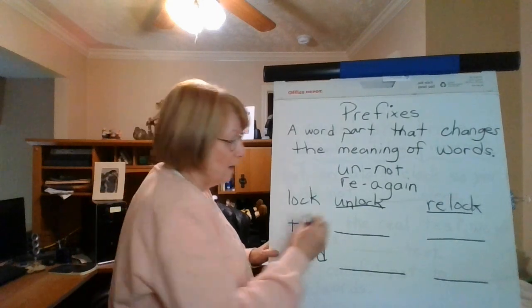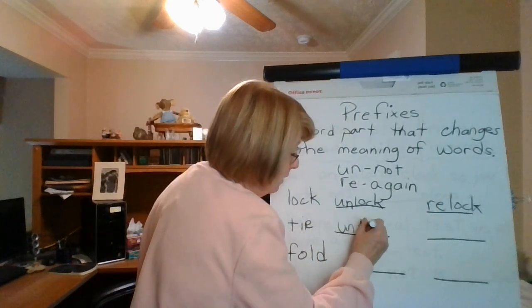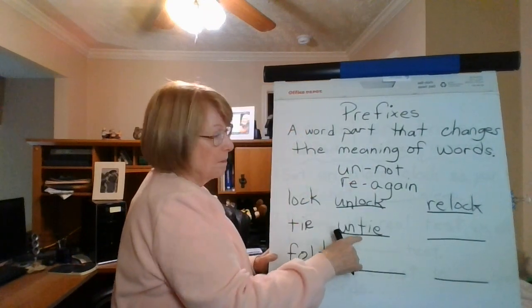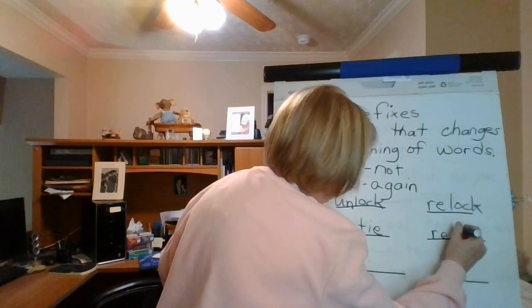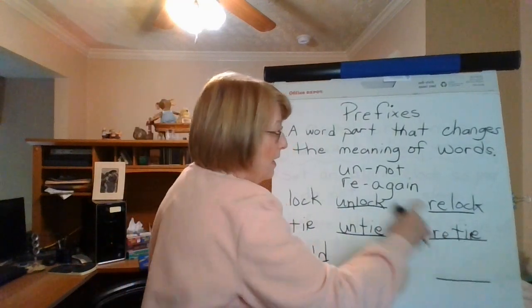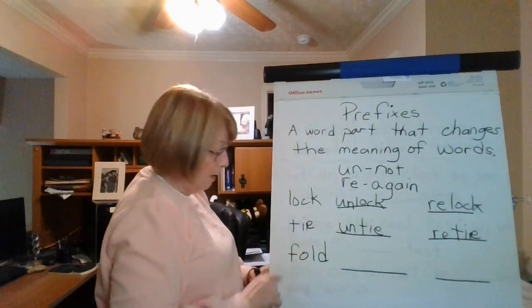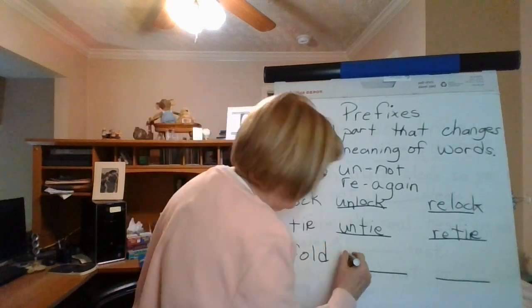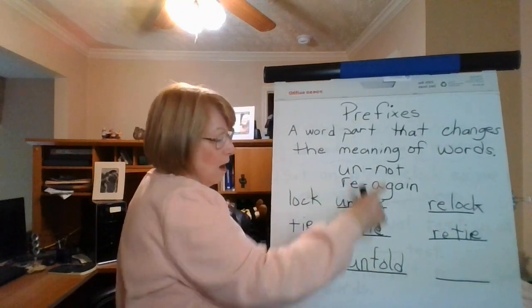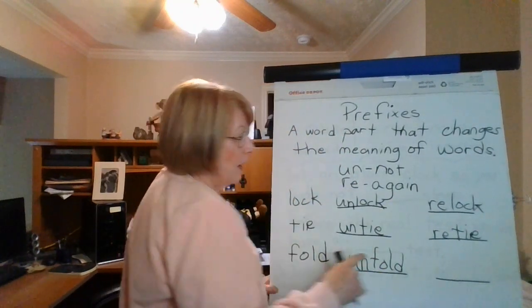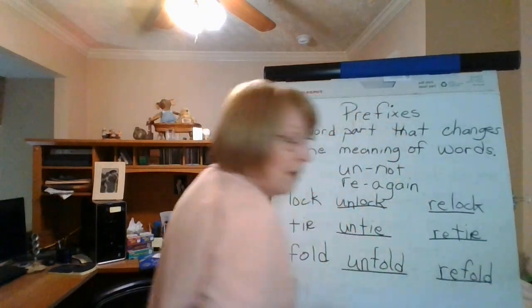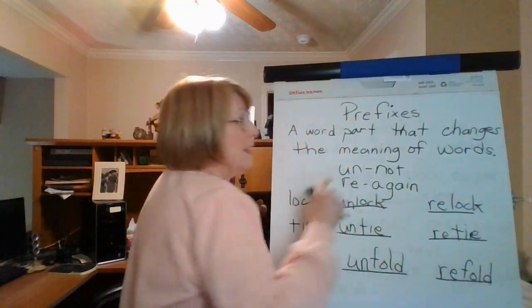Next word is tie. So if we put untie, that means it's not tied. If we put retie, whoops, that means it's tied again. Also fold. So if we unfold, that means it's not folded. And if we refold, that means we fold it again.